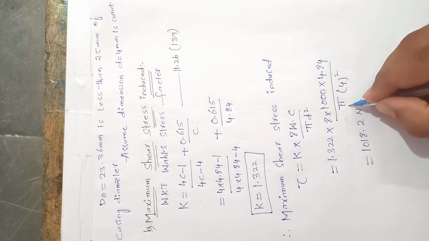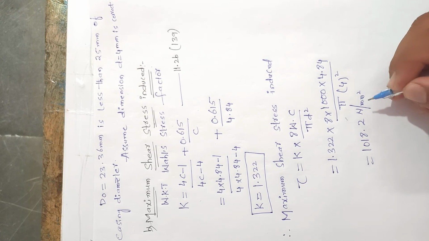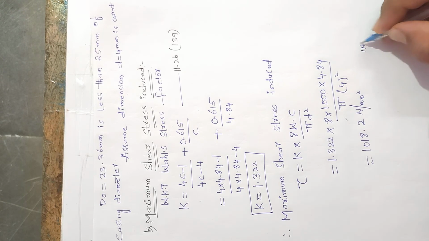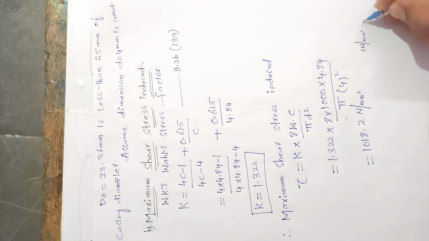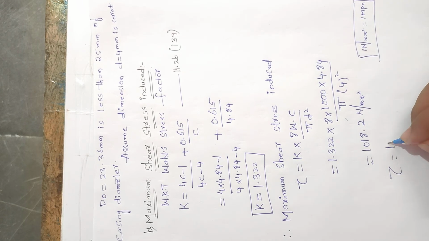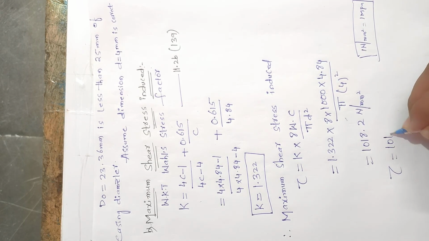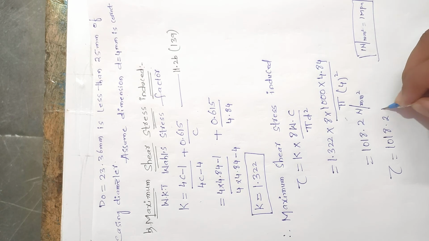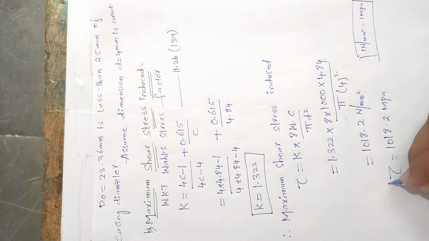So if you calculate with the help of the calculator, you will get the answer 1018.2 Newton per mm square. So we know very well 1 Newton per mm square is equal to 1 megapascal. Is it right? So tau we can represent as 1018.2 megapascal.